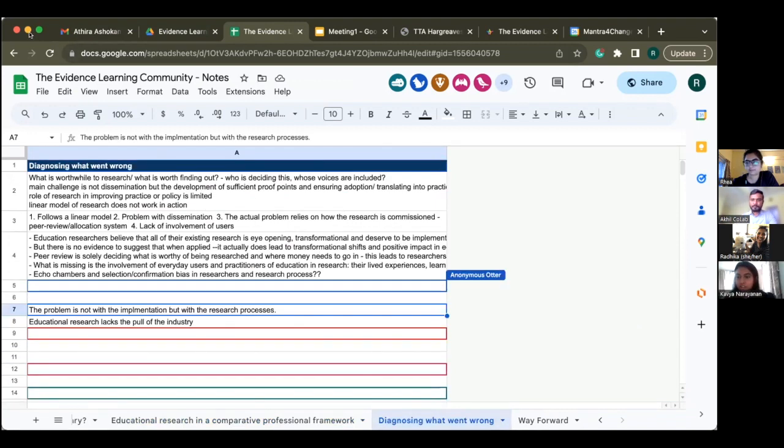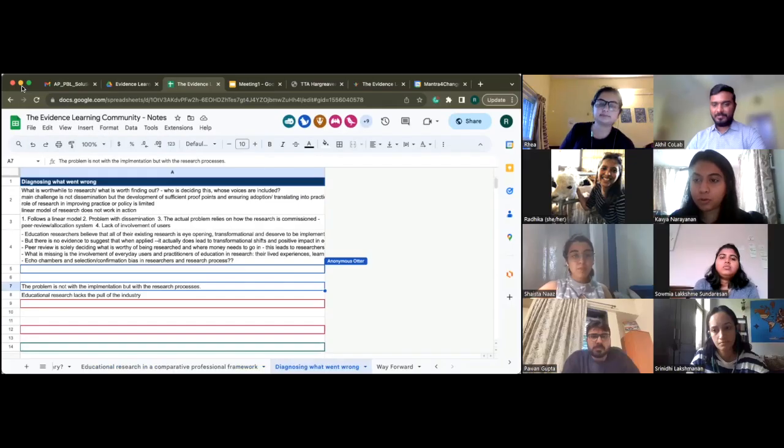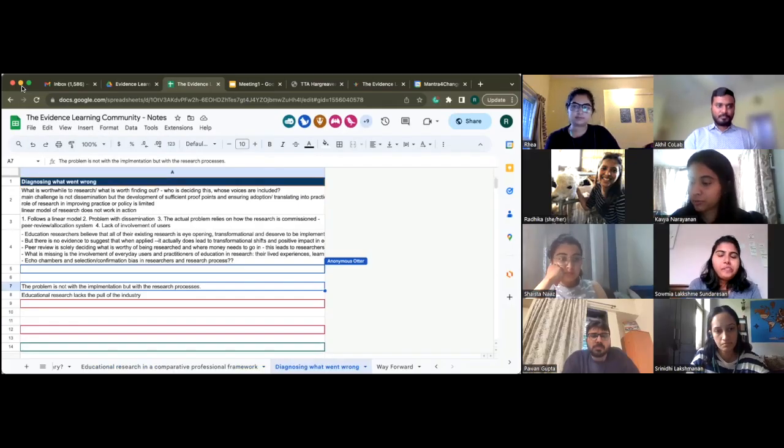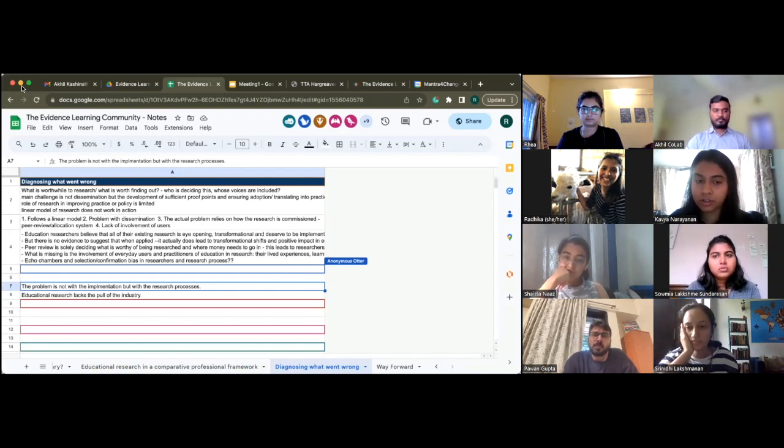Yeah, it was a really interesting bit of the paper. We identified 4 buckets of what went wrong. The first one is how a lot of researchers have discarded the linear model, thinking that it's way too simplistic. The linear model tends to be doing basic research, proceeding to doing applied research, and then actually disseminating the information. Many of them have discarded it, saying that it's very simplistic, but some of them still stick to one aspect of it, which is the last part, disseminating the information.